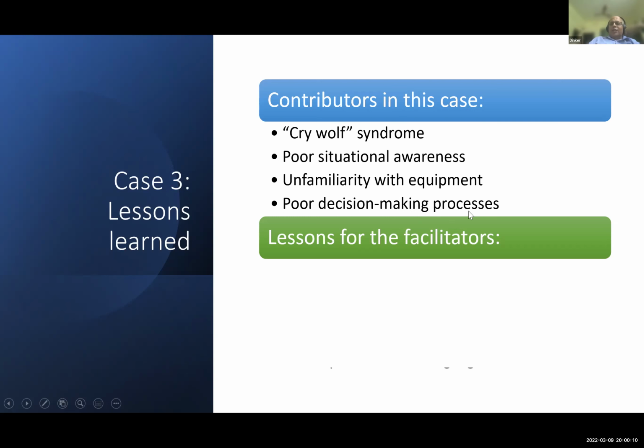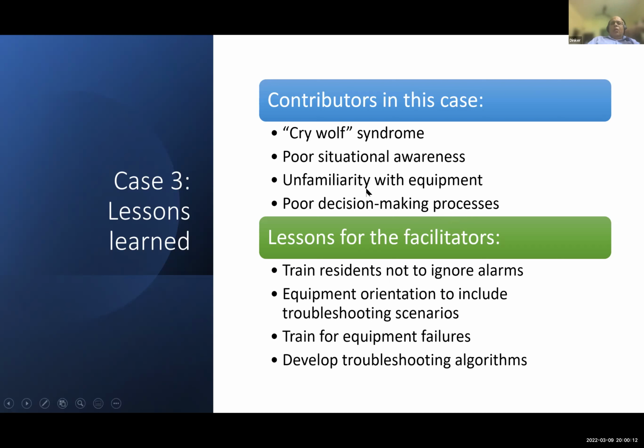So what is the lesson for us as facilitators from this? We need to train our residents not to ignore alarms. Always treat every alarm with seriousness, and only when you see that it is inconsequential after doing your troubleshooting, you can then silence it. Equipment orientation is a must for junior anesthesiologists, because in every institution the equipment differs, and one of the first things you do is to bring them and familiarize them with the equipment rather than throwing them in at the deep end to anesthetize a patient.